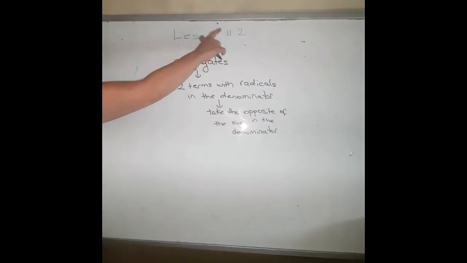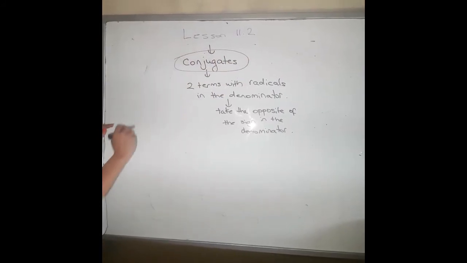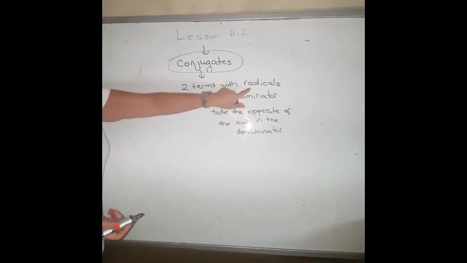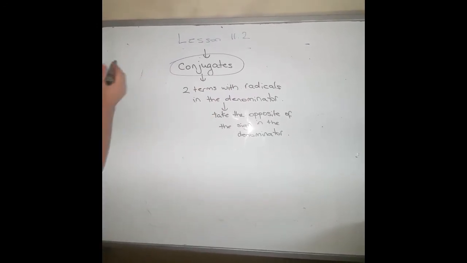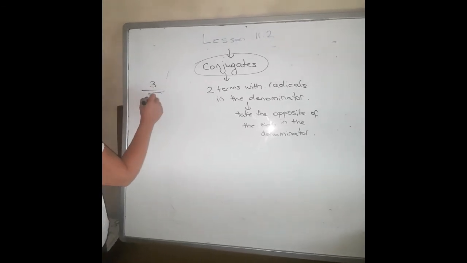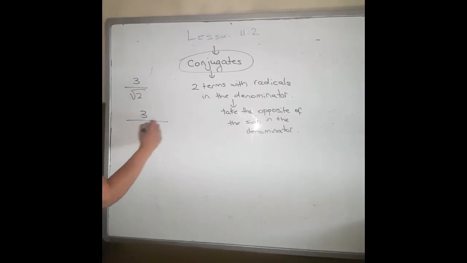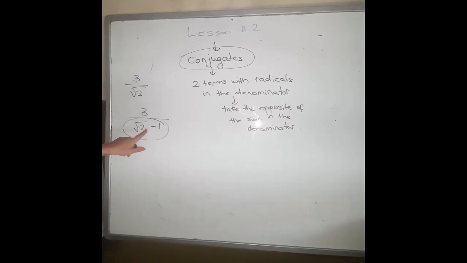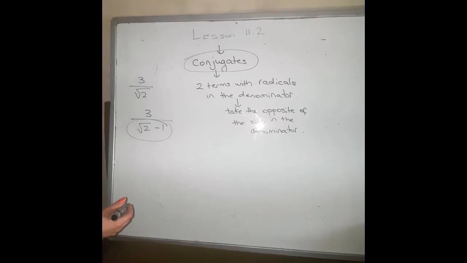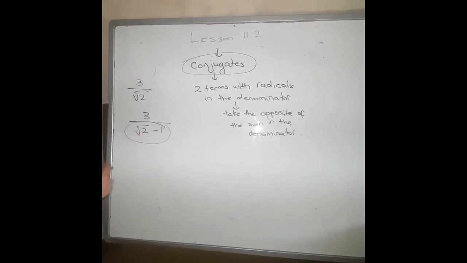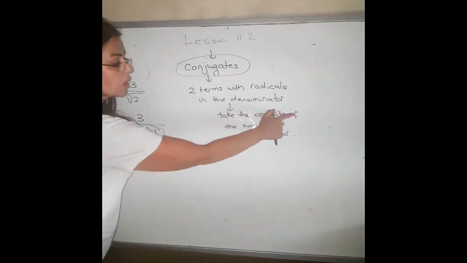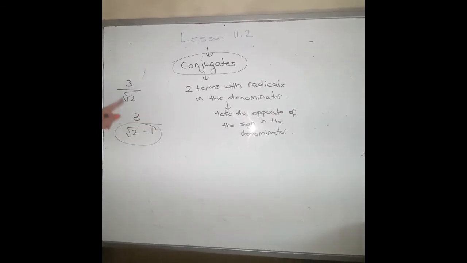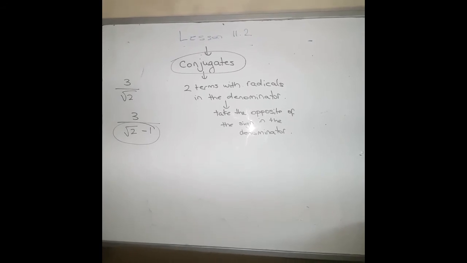In lesson 11.2, there is still something called conjugates. What are conjugates? Conjugates are when you have two terms with radicals in the denominator. So instead of having 3 over radical 2, I'm going to have 3 over radical 2 minus 1. This is what I call conjugates, when there are two terms. And we know that radicals cannot be in the denominator. So what do I do? I take the opposite of the sign in the denominator. If it's a negative, I take a positive. If it's a positive, I take a negative. How do I do that?